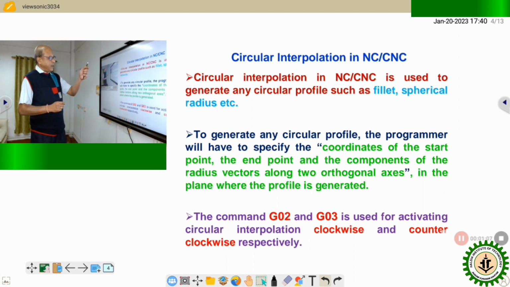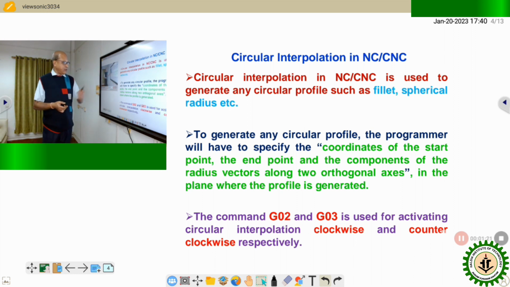So circular interpolation in CNC is used to generate any circular profile such as fillet, spherical radius, etc., which are frequently encountered in mechanical components. To generate any circular profile, the programmer will have to specify the coordinates of the start point, the end point, and the components of the radius vectors along two orthogonal axes in the plane where the profile is generated. This particular aspect we will discuss in detail when we undertake the CNC programming, how to implement the G codes for the circular interpolation.